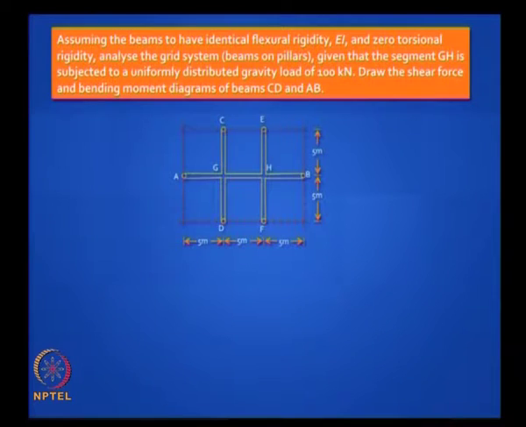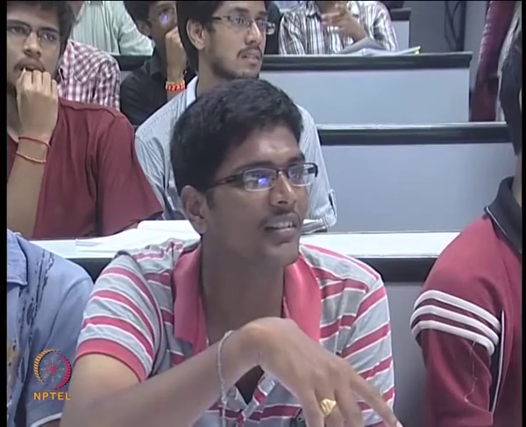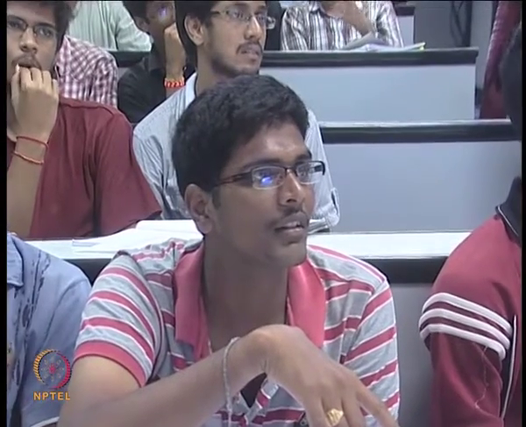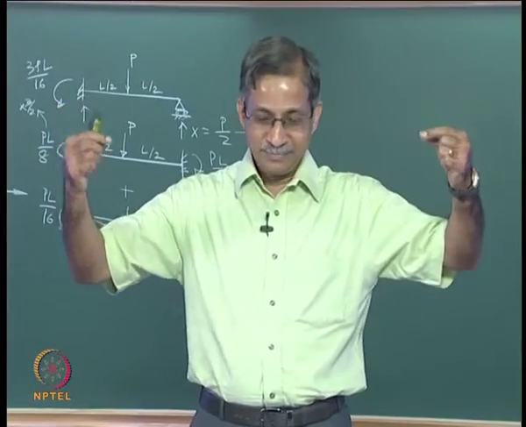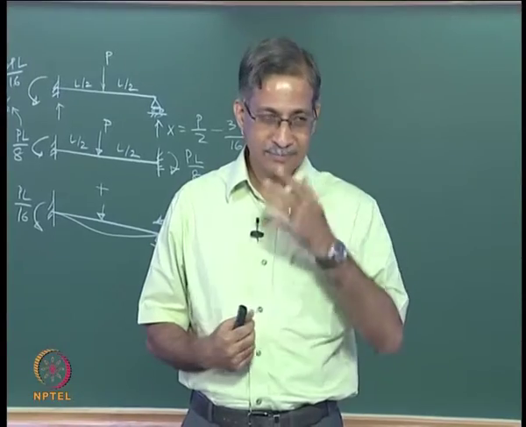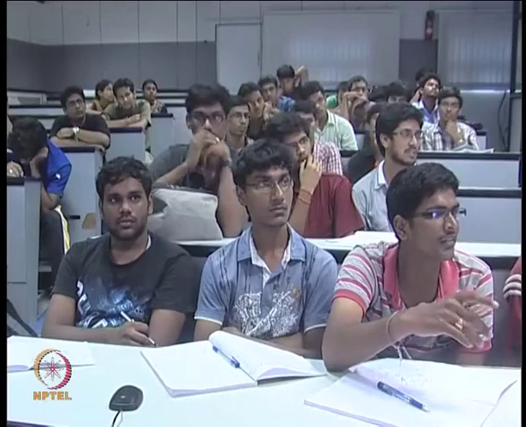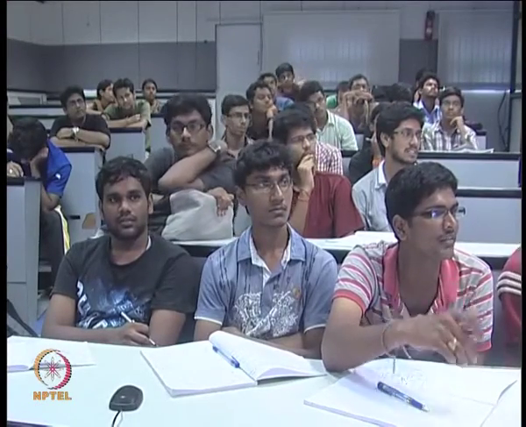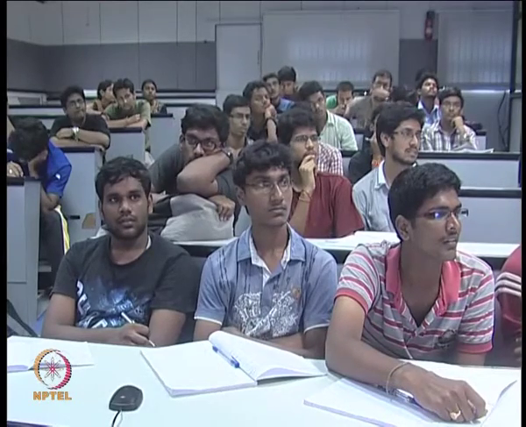Which do you think is supporting which? AB is supporting, or CD and EF are supporting? All are interconnected. We can't say that. Can't you say, or can you say for sure? See, GH is loaded. What's your hunch? What's your intuition? CD and EF are supporting. CD and EF are supporting.